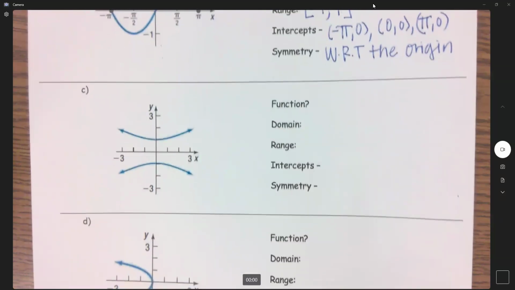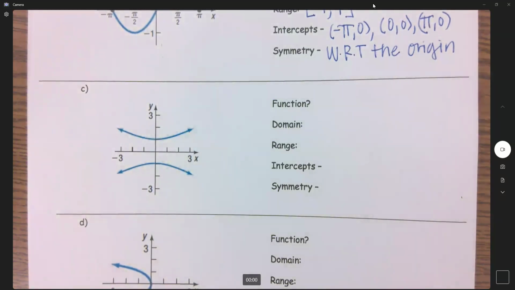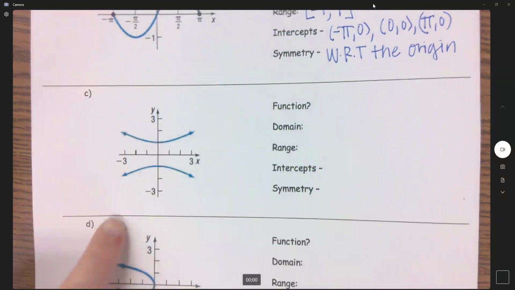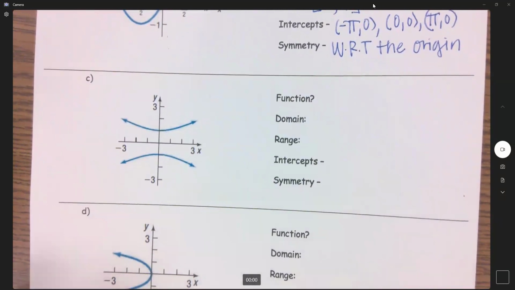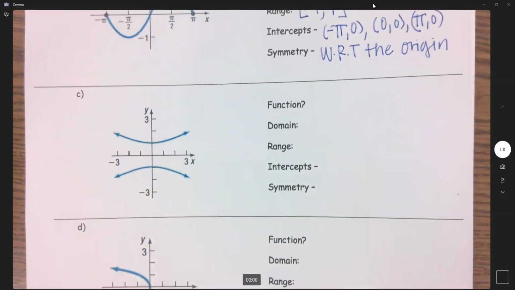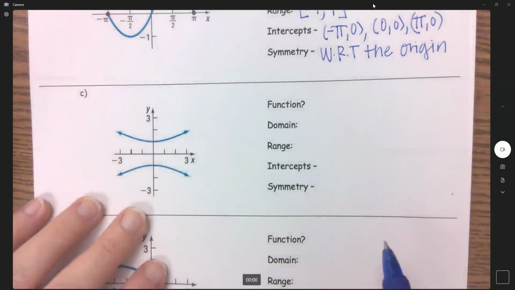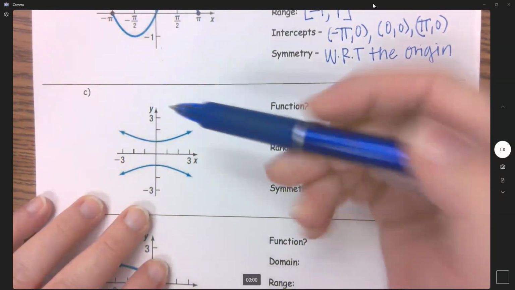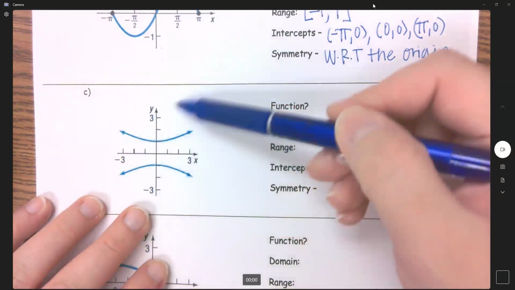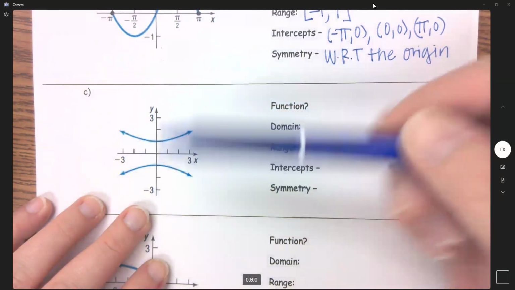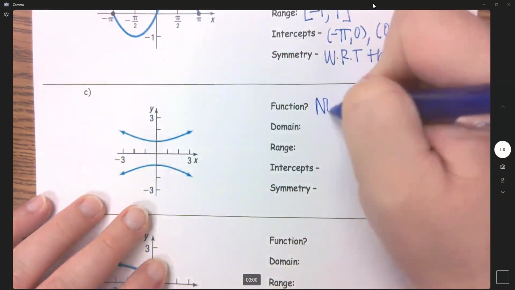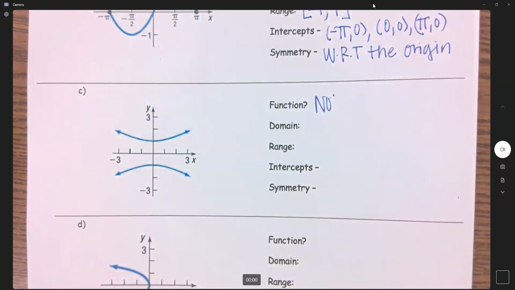Okay, let's try doing C together, and then I want you guys to try to pause and do D by yourself. So let's do C together one more time, and then I want you to try to pause before we go through D. So C, is this a function? Anywhere you put that vertical line, it's going to intersect twice. So I'm just going to put no, that is not a function.